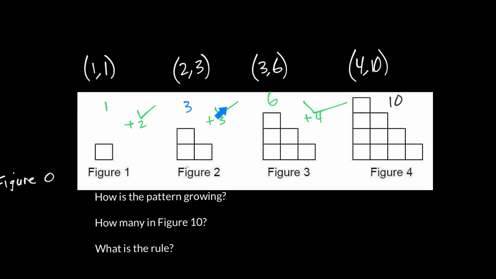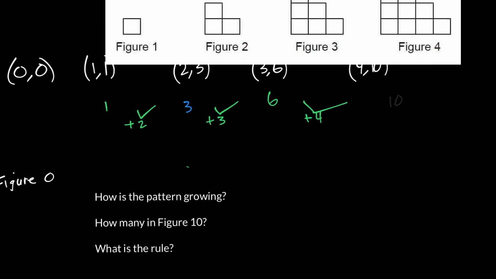But if I move backwards here to get back to figure 0. This goes down 4, this goes down 3, this goes down 2, this needs to go down 1. So I could then say figure 0 would have to go down by 1, which means that would be 0, 0. All right? So I'm going to now move this big figure away here.